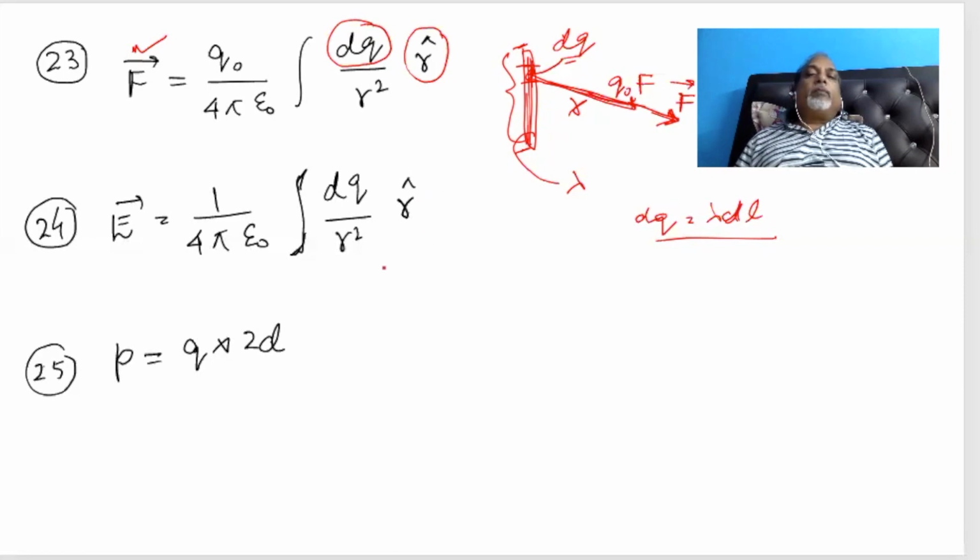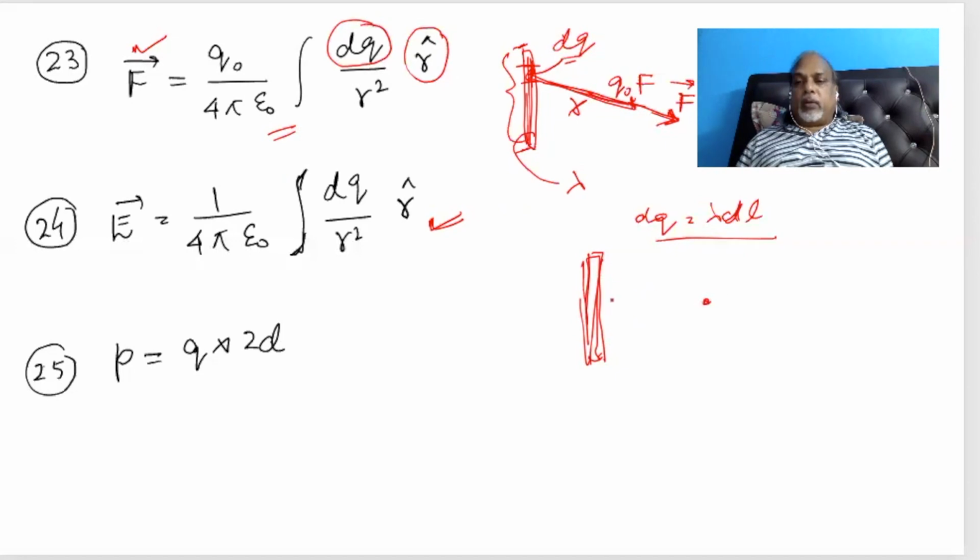Same way, electric field. If we have F here due to this Q0 and this line, so F divided by Q0 will be nothing but the electric field here due to this line length charge. So this is F, and this divided by Q0 is nothing else. This is again the same line charge.